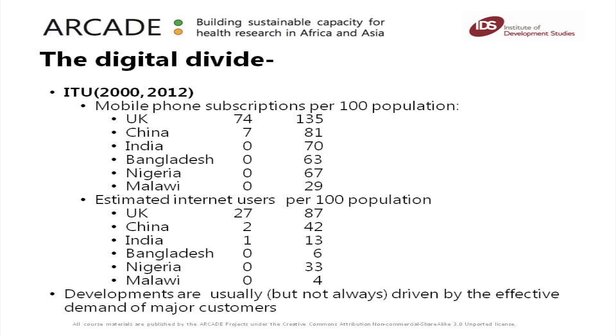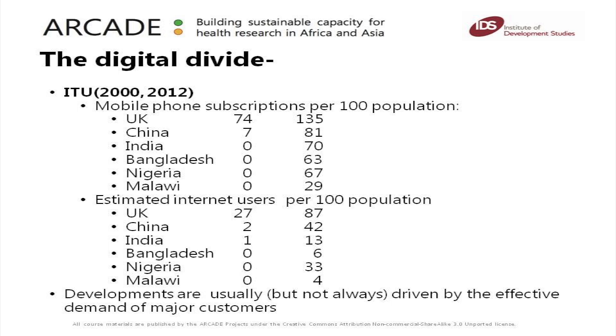Finally, in this section, just a few comments about what is usually described as the digital divide, the gap between the countries which have implemented ICT most aggressively and those which are, as it were, lagging behind. As you can see from this table, which is taken from the International Telecommunications Manual for 2012 and comparing that with the same manual for 2000, there has been fairly substantial growth in mobile phone subscriptions over that 12-year period, with some countries making the kind of progress you might expect.